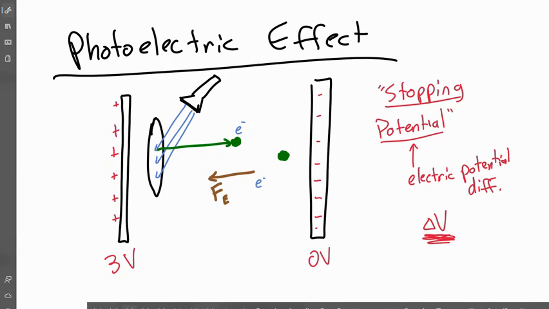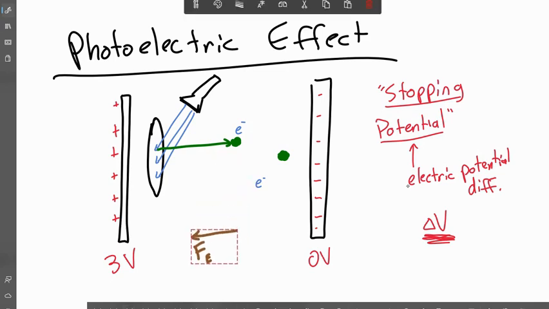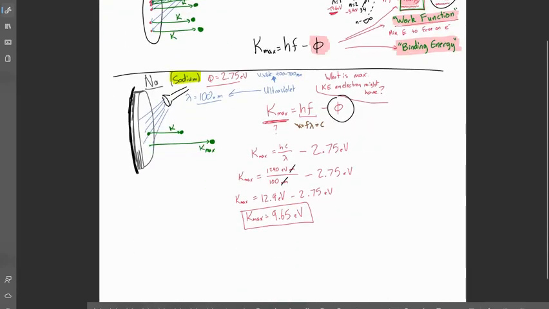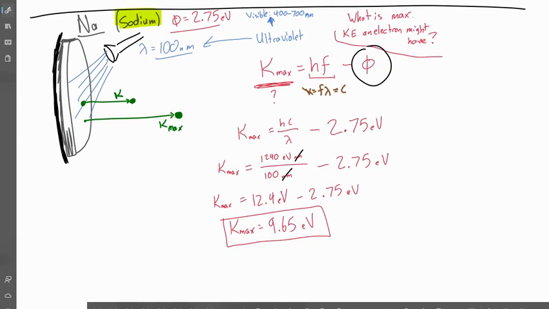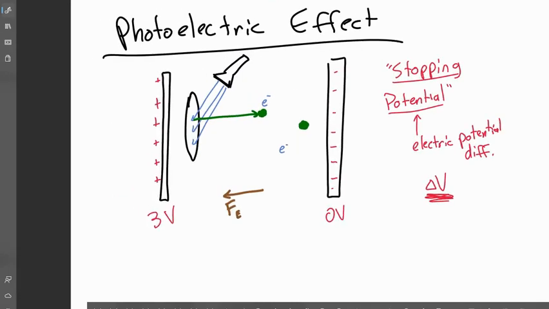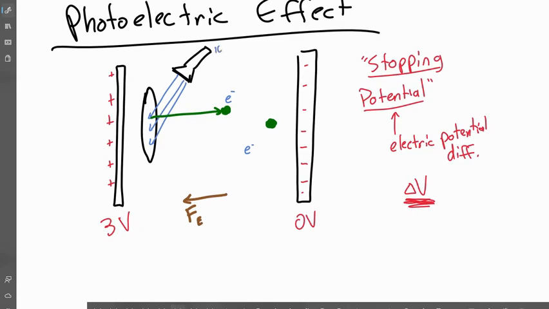What is really nice about voltage, and specifically about this unit of electron volts, let's look back at the previous problem to remind myself of the numbers. When this UV light was incident on sodium, the maximum kinetic energy was 9.65 electron volts. So let's assume this is the same problem: 100 nanometer wavelength, and a maximum kinetic energy of our electrons of 9.65 electron volts.